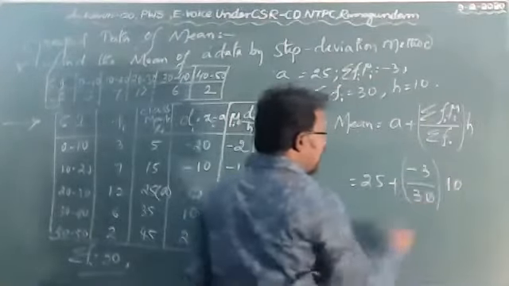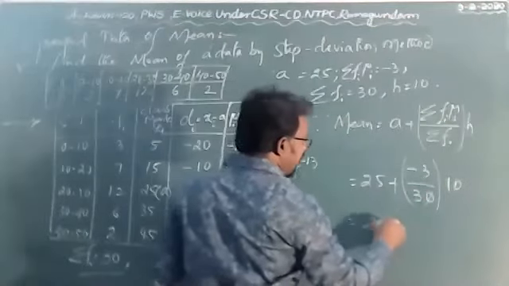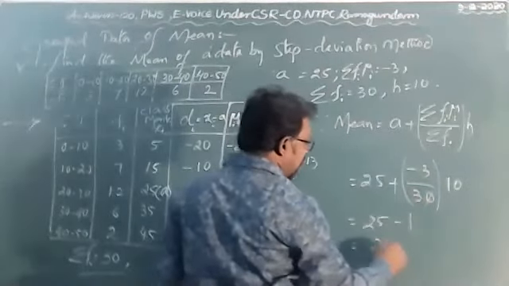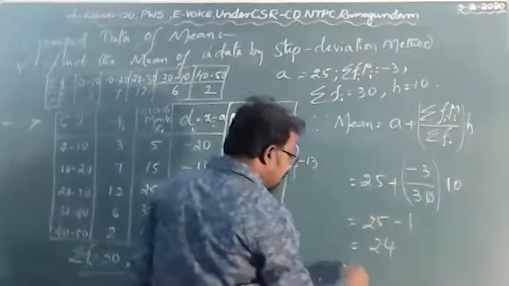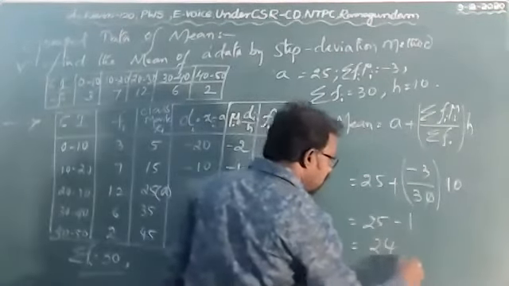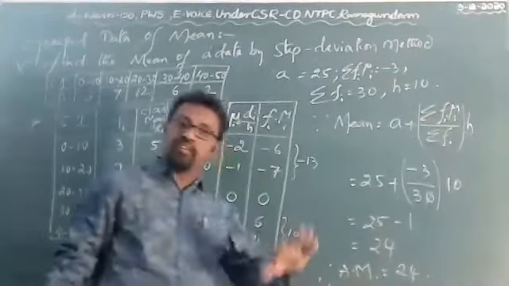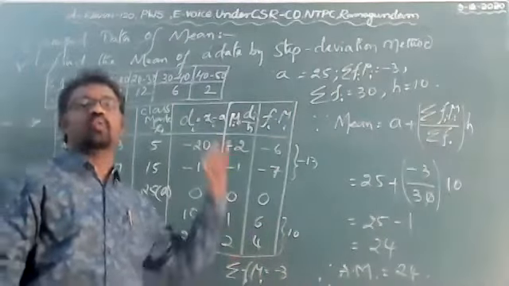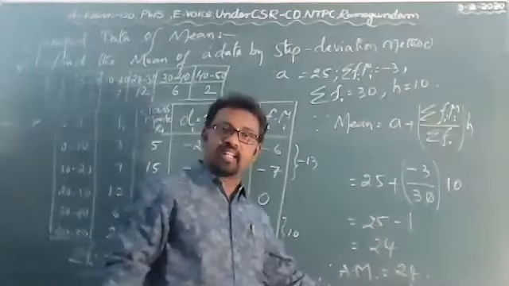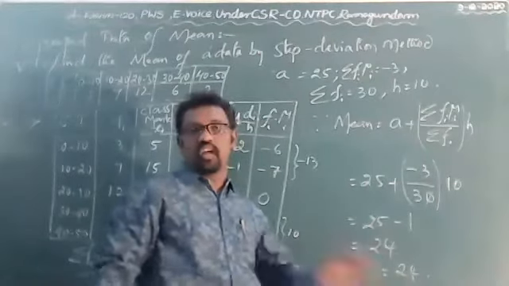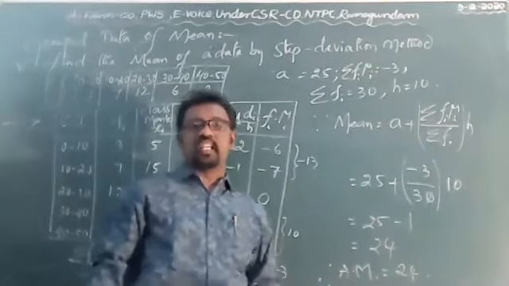See, 0, 0 cancel. 3, 3 also get cancelled. You got the same result again. You can call it arithmetic mean, you can write mean, or step deviation method, whatever. The answer is 24. Constant, it never changes.